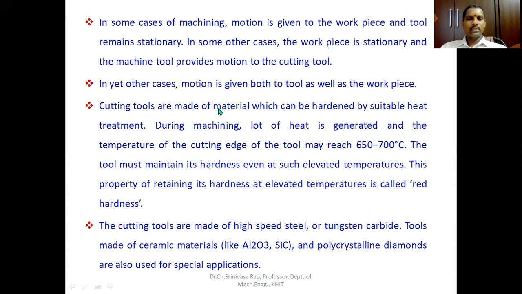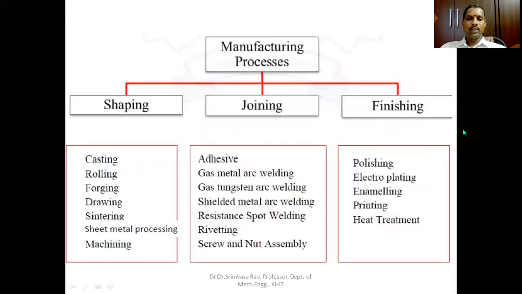Now, as already discussed, cutting tool materials are made of very highly hardened material because they have to withstand very high temperatures of about 650 to 700 degrees centigrade. The property of the cutting tool which lets it retain its high hardness at this temperature is known as red hardness. Therefore, cutting tools are made of high-speed steel, tungsten carbide, aluminum or other silicon carbide composites. So this is a simple introduction to machining or the metal cutting process.